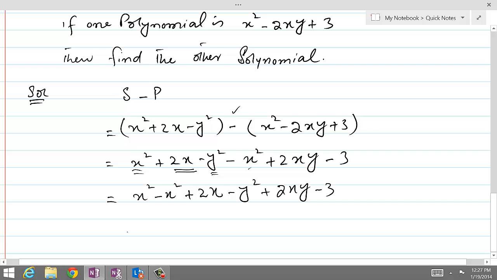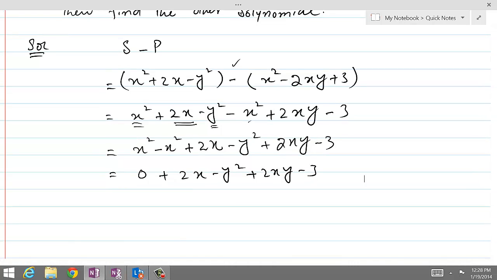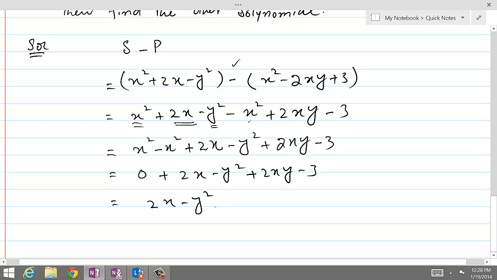Now if we simplify, we can see that x square, take away x square will give us 0. 0 plus 2x minus y square plus 2xy minus 3. So this is the second polynomial. In simplest form, we can write 2x minus y square plus 2xy minus 3.